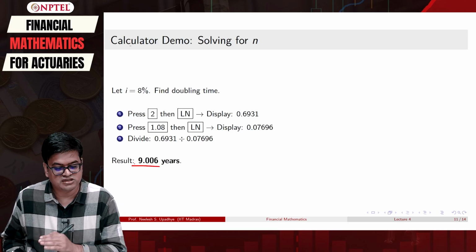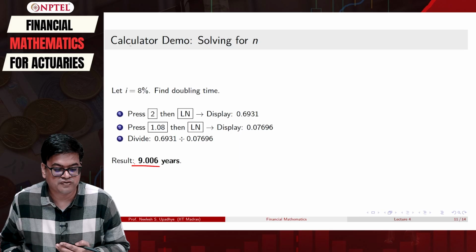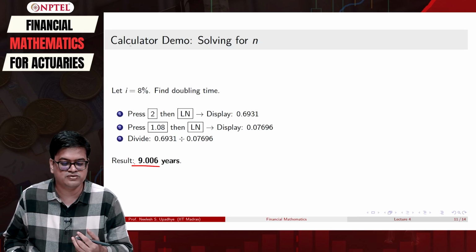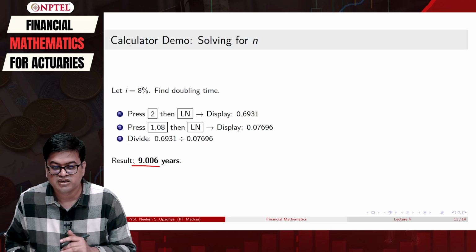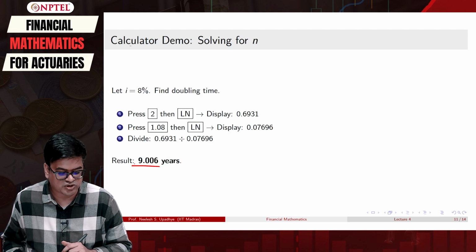Okay, but this is with help of calculator. What if you don't have a calculator and you just want a crude estimate? In the next few slides we will demonstrate that as well.